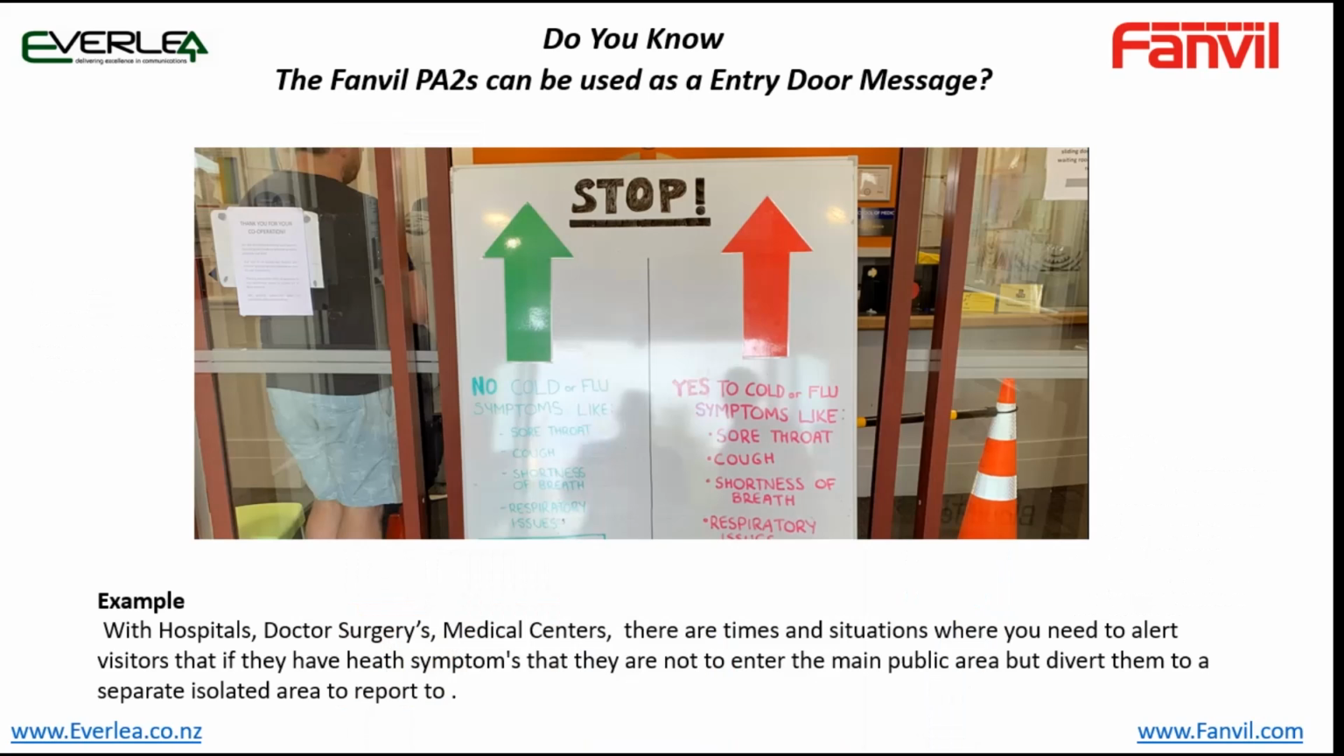The PA2 trigger function can be used in various situations. With hospitals, doctor surgeries and medical centers, there are times where you need to alert visitors of a current situation or event. For example, if there is an outbreak and the visitor has certain symptoms occurring, you can direct them not to enter the main public entrance, and give instructions diverting them to a separate isolated area. This allows people with possible infectious issues to be moved away from general medical issues like a child with a broken leg.